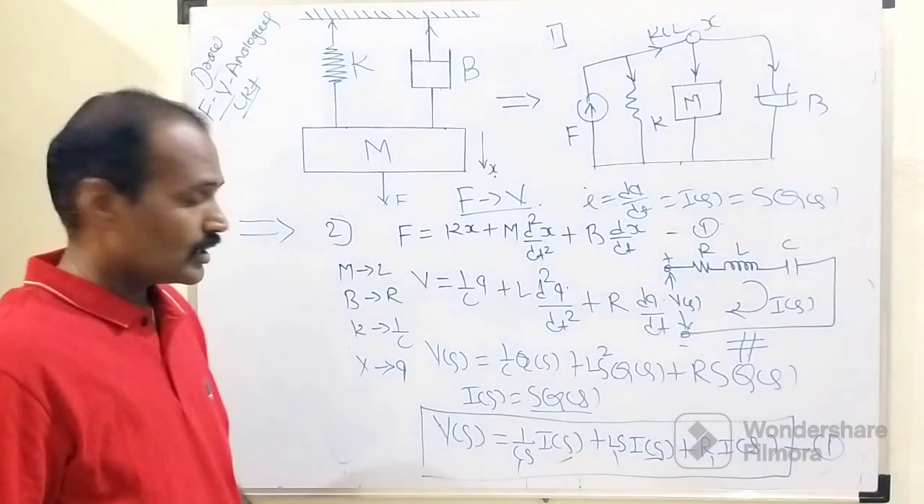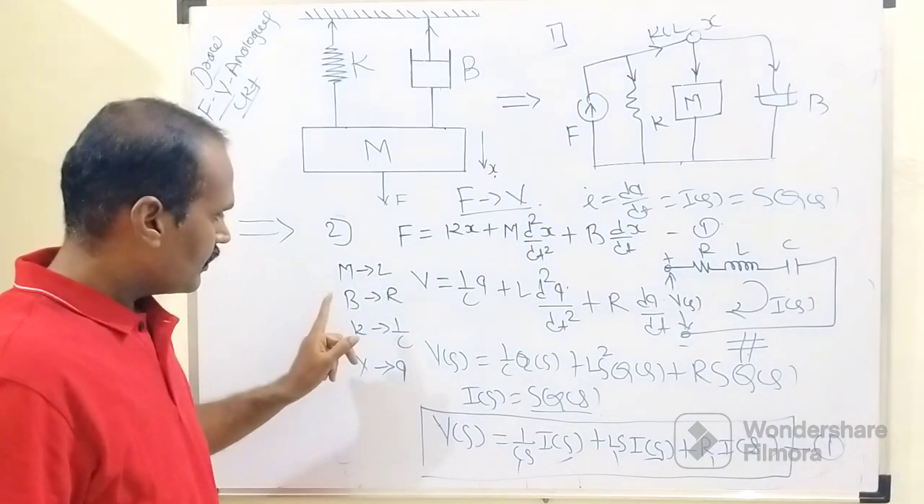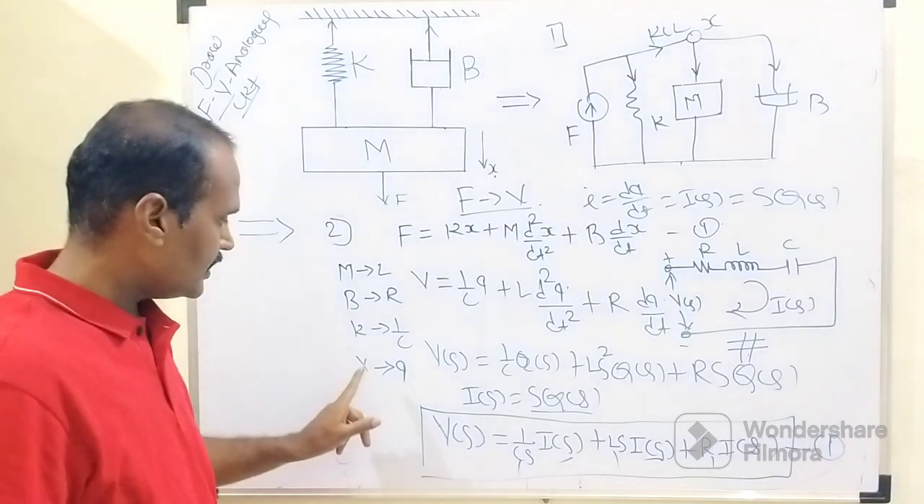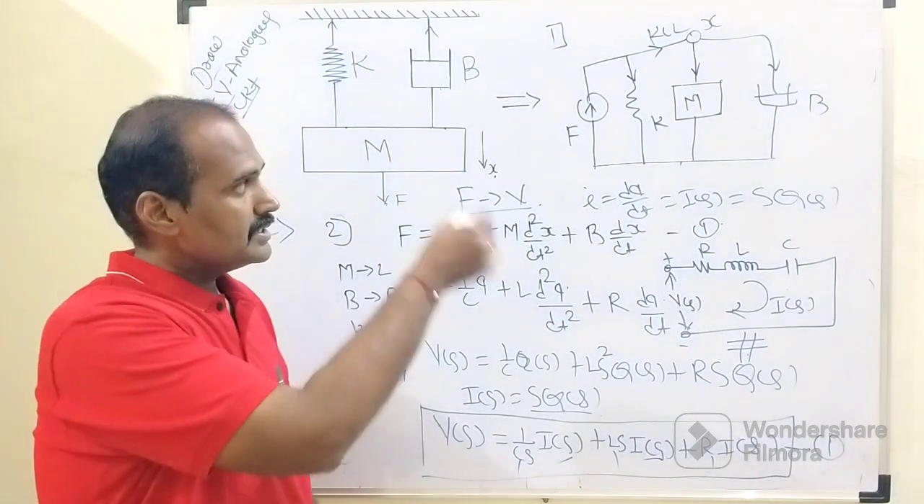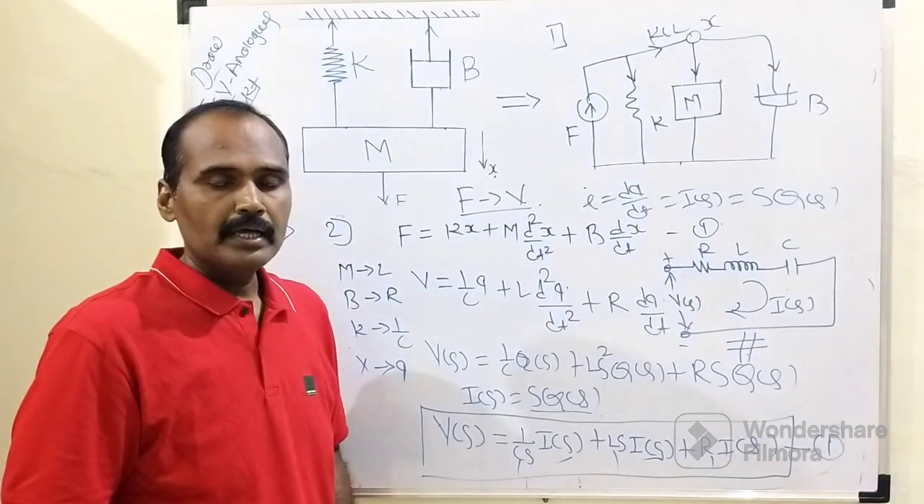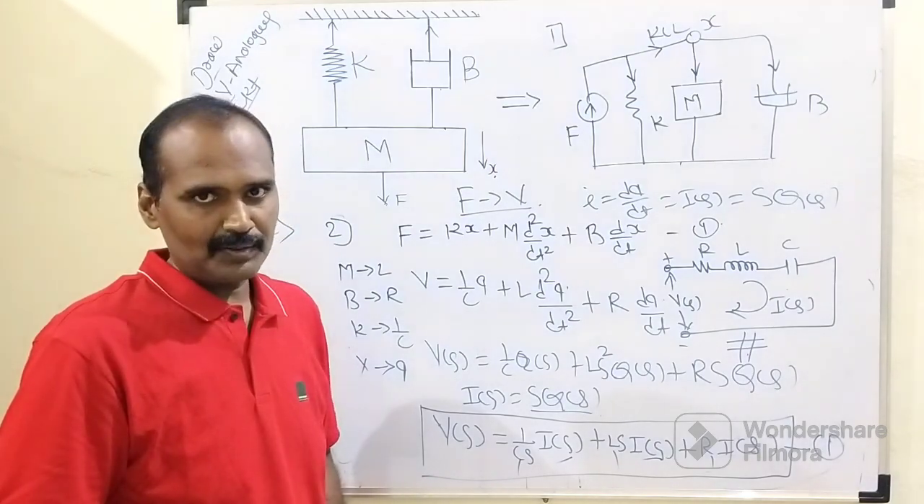In the force-voltage analogy, mass is analogous to L, B is analogous to R, K is analogous to elasticity 1 over C, and displacement is analogous to charge. So this is how the given mechanical system is converted into the equivalent electrical system by virtue of the force-voltage analogy. Thank you.